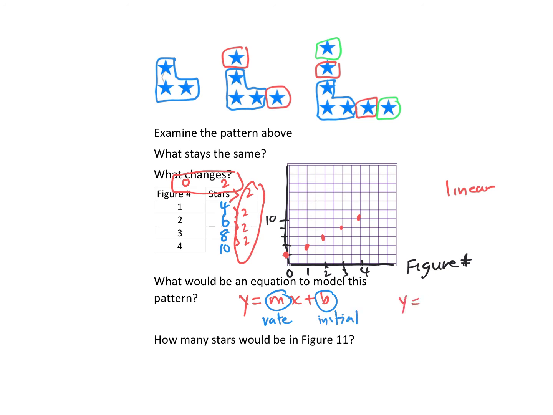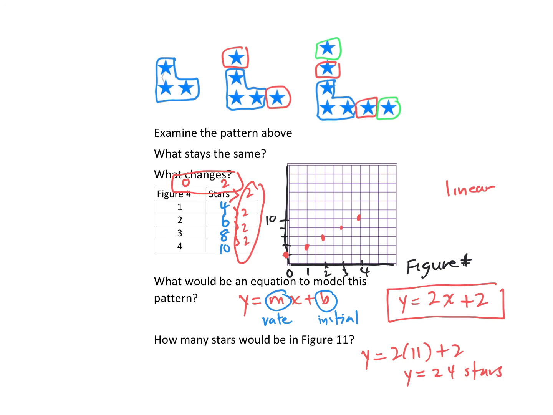So my equation would be each figure is going up by 2 squares, and we started with 2. And then we could use that to answer how many stars are in figure 11. So we're increasing by 2 11 times is 22, plus we started with 2 would be 24. So you should be able to look at a pattern, see what stays the same and what changes. What changes is the rate. And then once you know the rate, you can determine the initial value by going back to 0. And then you'll be able to find the equation of the pattern.